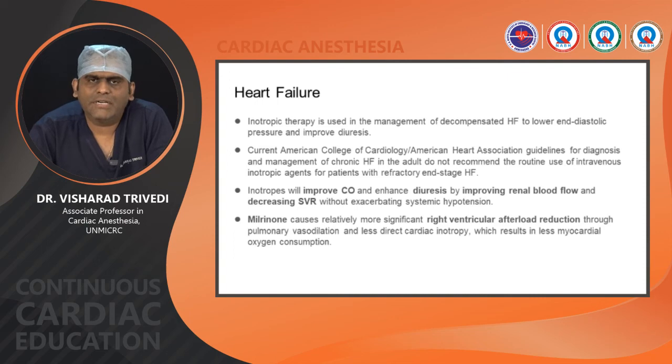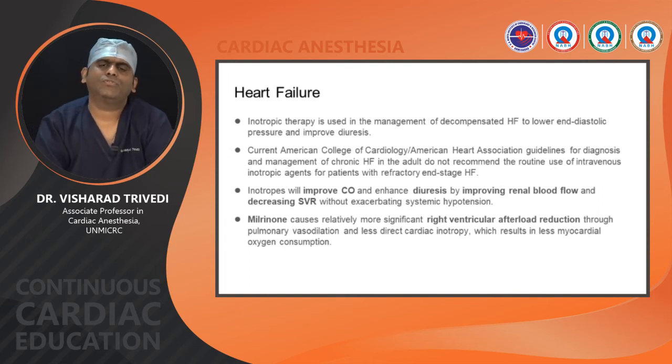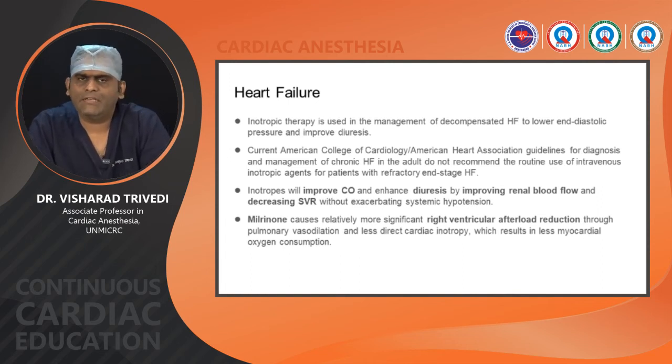The second important indication for inotropes is heart failure. Inotropic therapy is used in the management of decompensated heart failure to lower end diastolic pressure and improve diuresis. Current American College of Cardiology and American Heart Association guidelines for diagnosis and management of heart failure in adults do not recommend the routine use of intravenous inotropic agents, because all of these agents have to be given intravenously. As we have discussed, it is used mainly for short and long term. To prevent the intermittent crisis of failure, you can use intravenous inotropes, but they are not recommended as first choice.